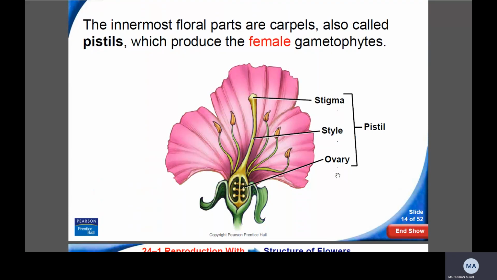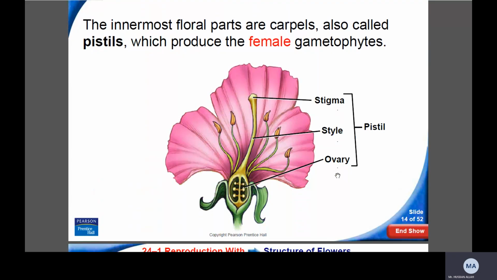Antheridium is male and archegonium is supposed to be female. So here we call it carpel and there we call it archegonium, which produces the female gametophyte. The stamen will produce the male gametophyte, and the male gametophyte is the pollen grain. It occurs in the anther with the help of meiosis.